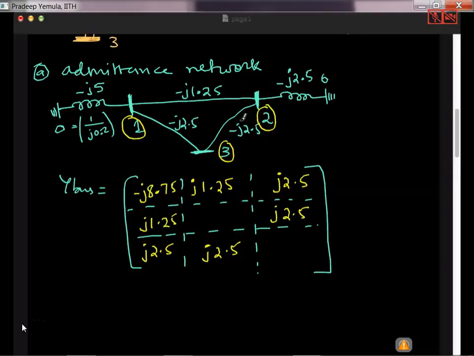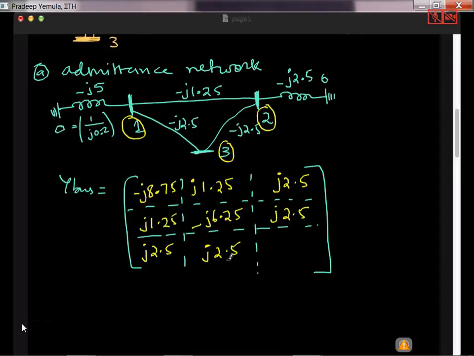Similarly, for bus 2, add all this, so it will be again 3.75, addition of these two, and then 2.5. So 3.75 and 2.5 I have to add. So this will become 6.25. A 6.25 is our impedance. Let me just check that once again. Yeah, it is 6.25.